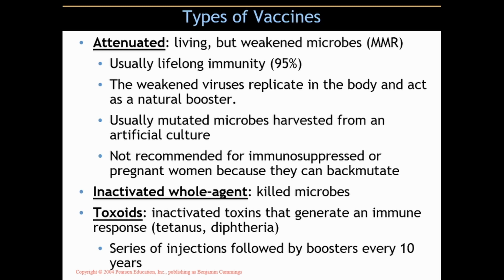These are the different types that I alluded to earlier: attenuated, living, but weakened microbes, like the MMR vaccination. Because of them replicating and acting as a natural booster, we get lifelong immunity. About 95% of the cases end up with lifelong immunity. These are mutated microbes harvested from an artificial culture, so they can't create disease. They're not nearly as virulent as they would be if they weren't the mutated microbes that we get from these cultures.